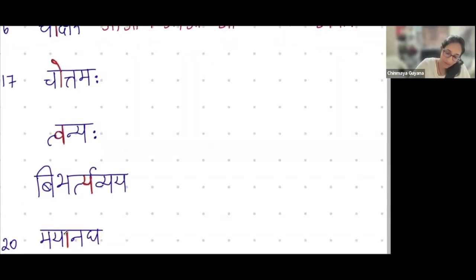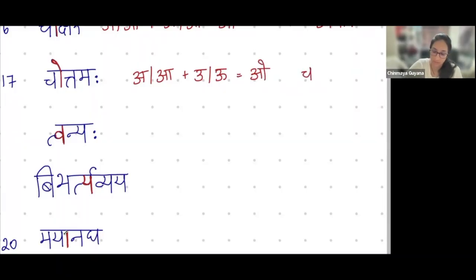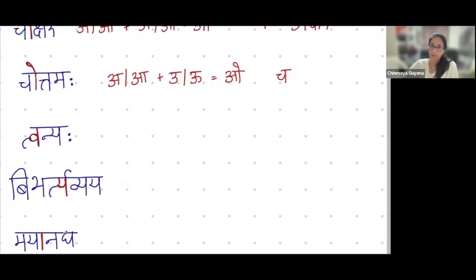Okay? Chottamaha. Now we're getting different ones. Chottamaha is what? How do you get o? You get a or a plus o or u equals o. So the first word, easily guessable, is ch. The next word is either uttamaha or uttamaha. It is uttama, short u. Ch, uttamaha.